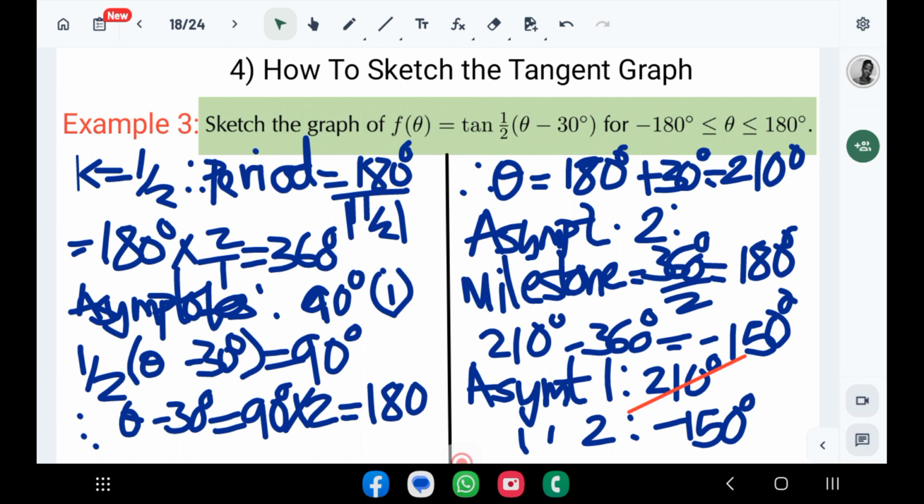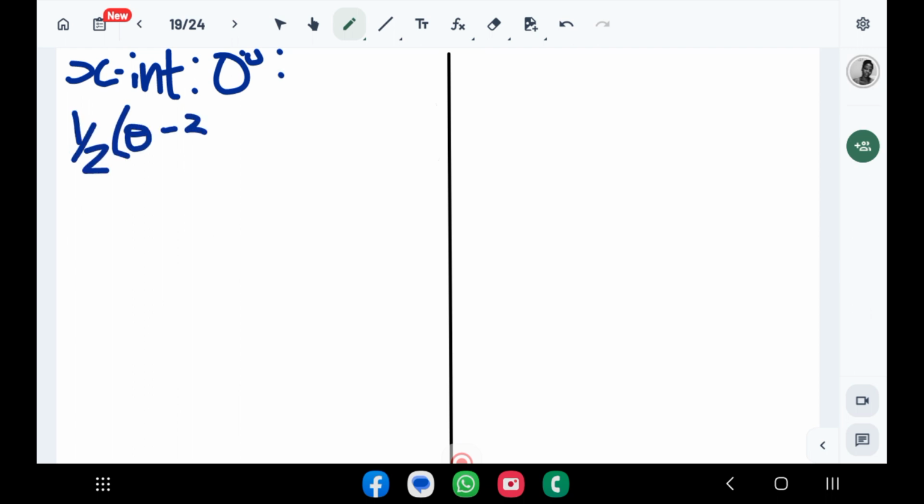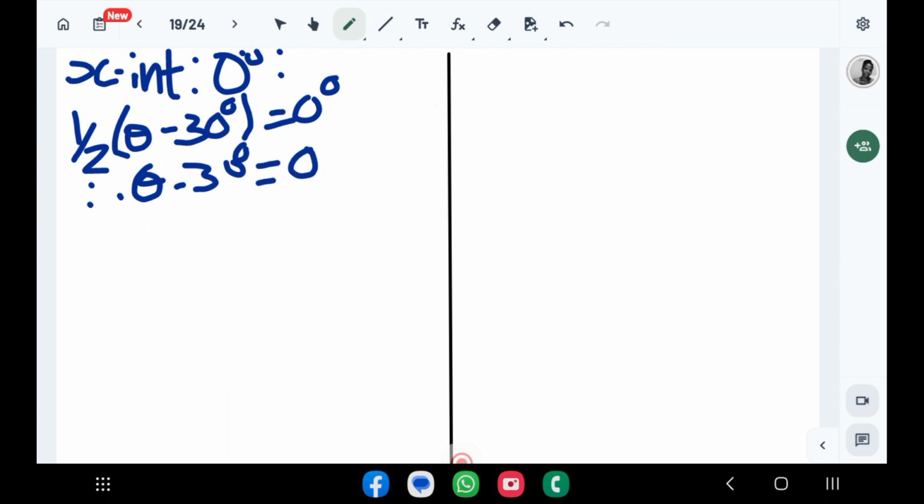And then on the left hand side, we will see. Now let's deal with the x-intercept. X-intercept will be at 0. That's the first one. So we equate the angle to 0. Therefore, theta minus 30 equals 0. 2 multiplied by 0 is 0. Therefore, theta equals 30 degrees, which makes sense.